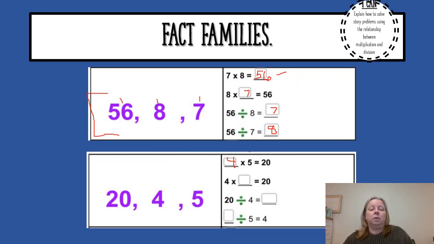All right, what about the second line? If it's 4 times 5, or 5 times 4, it's 4 times blank is 20. We're missing 5. They didn't even flip them around that time. Did you notice that? All right, 20 divided by 4 is 5.